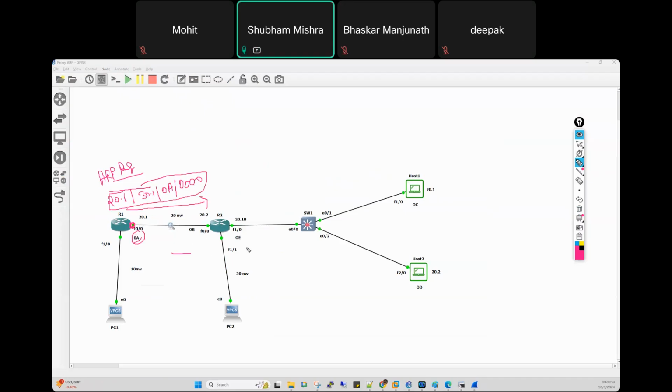What will R2 do? R2 generates the ARP reply. In the ARP reply, what is the source IP address? 20.2. Yes or no? Who is generating it? R2 is generating it. Then according to the rule or the scenario, the source IP should be 20.2.